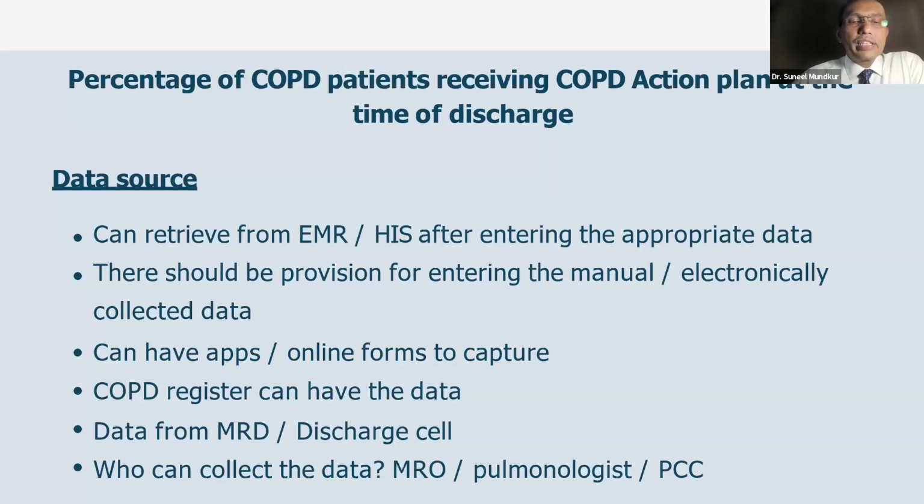You can have a COPD register in the pulmonary medicine department or in MRD, and data from MRD or discharge cell can give this data. And who can collect the data? It can be MRO, medical records officer, pulmonologist, or patient care coordinators can be utilized for collecting this data and interpreting and monitoring this data.